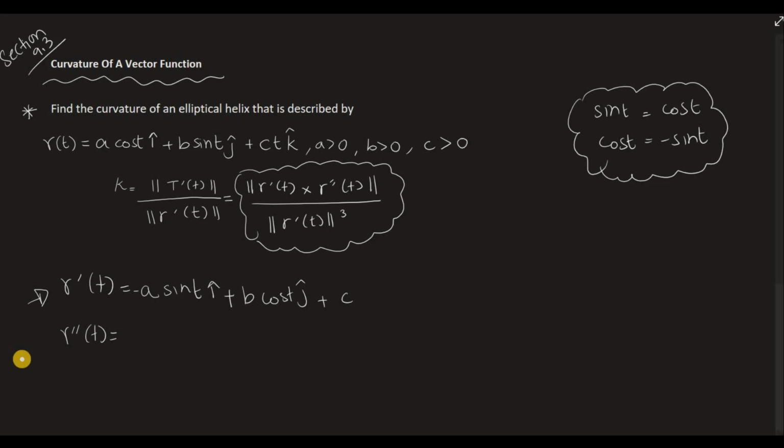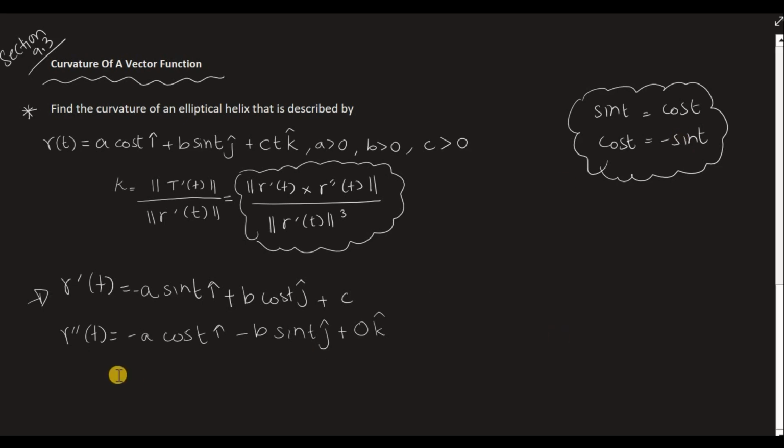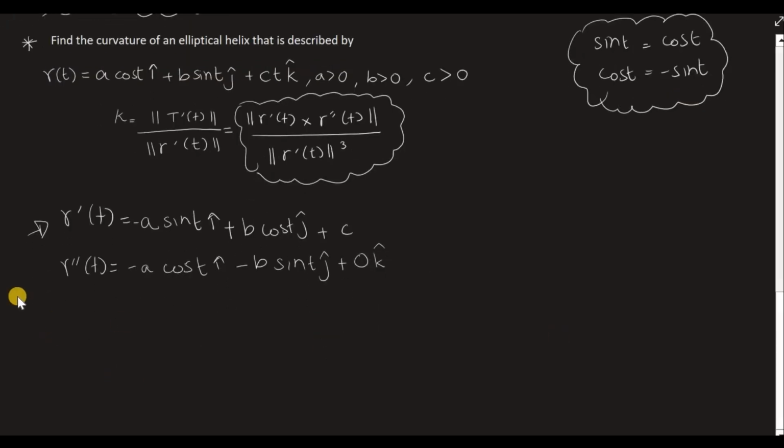So here negative a is a constant, but the derivative of cosine t is negative sine t, so we get negative a cosine t i hat. And plus b, what's the derivative of cosine t? It's negative sine t, so we put a negative here: negative b sine t j hat. And what's the derivative of a constant? It's simply 0, so we don't write it, or you can just write 0 k hat if you want.